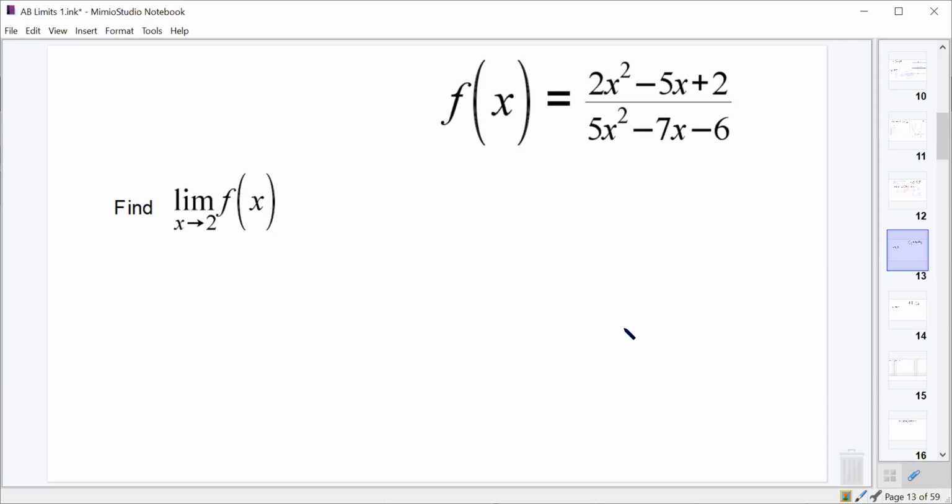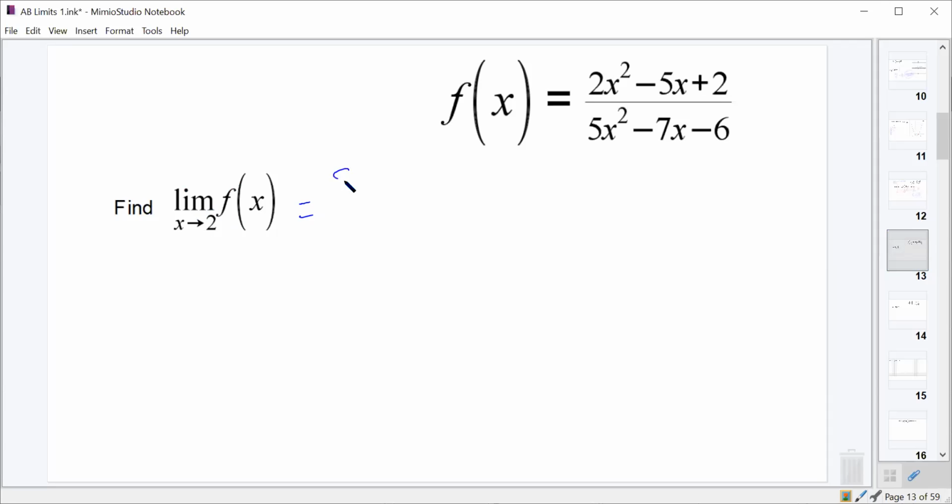If it comes out to be 0 or 7 or -3 or 58.1, you're done. If you get a number, you're done. That's it. You just plug in your a value, and if you get a number, you quit. You say that's your answer, you're done. 100% of the time. But if you get something that is indeterminate, then you're going to have to do more work. So let's first plug in 2 to this function.